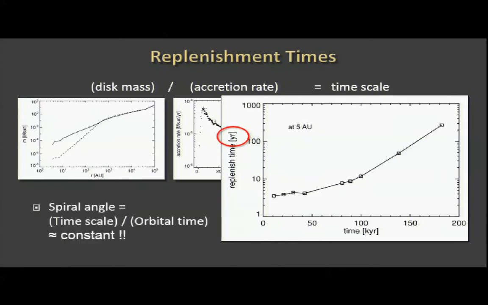So at any one time, you can easily convince yourself that conservation of mass means that the spiral angle is essentially constant as a function of radius, and therefore the replenishment time is a constant factor times the orbit time. And in the beginning, it's a very small factor times the orbit time, and later on, it's a large factor times the orbit time.